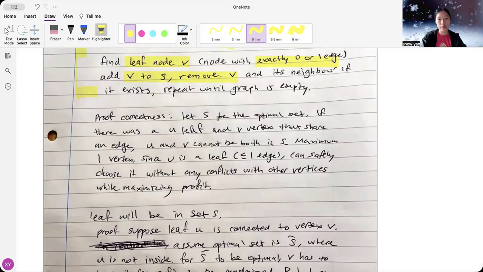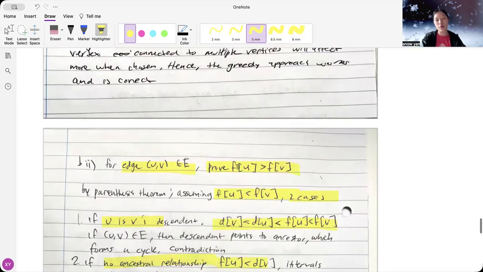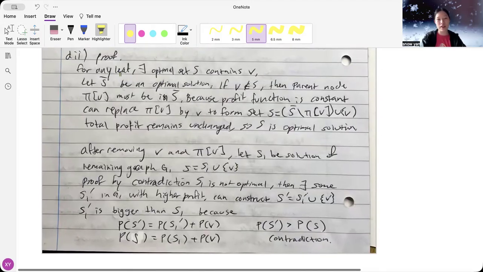So we have, let S be the optimal set. If there was a leaf and vertex V that share edge U and V, they cannot both be in S, right? So the maximum... you know what? I don't need to go through this. I think it's just better if I go through the proof this way. So it's better to structure it by proving two lemmas.